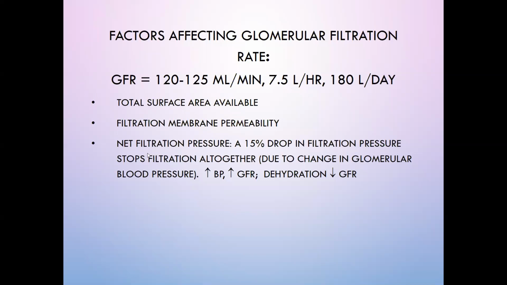And then here's one thing to remember with net filtration pressure: even just a 15% drop in filtration pressure can stop the filtration altogether. So like we talked about last week, if you're dehydrated and you went from a GFR of 60 to a GFR of 43, that's going to cause a decrease in filtration to the point where you just can't filter your blood properly. So increase in blood pressure, increase in GFR; dehydration decreases GFR by decreasing blood volume, which also decreases blood pressure.